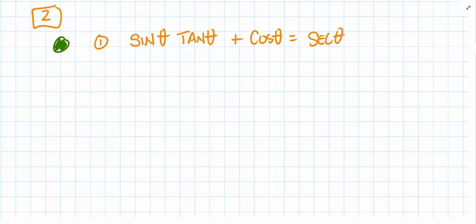What side do you want to start on? Left or right? I say left too. It's a good call. All right, let's change everything into sines and cosines.